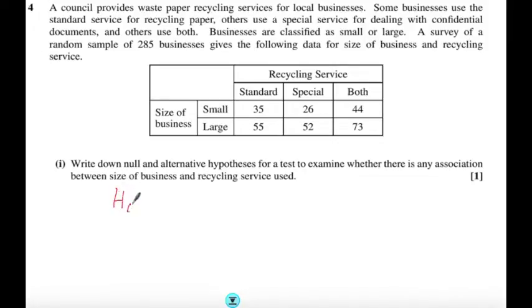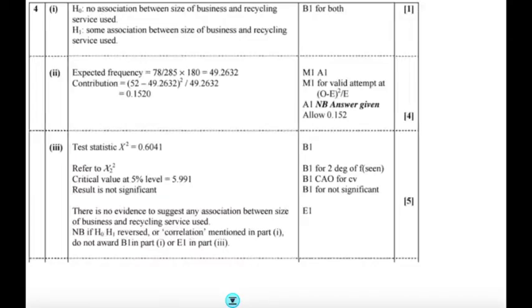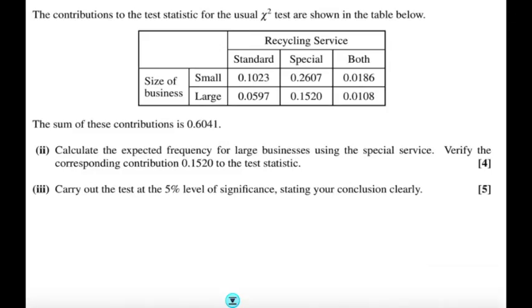So for this, basically the null hypothesis is there is no association between size of business and recycling service, and then the alternative is always going to be there is some association between size of business and recycling. So whenever you're doing a, what's it called, contingency table, it's always going to be about is there association or is there not association. Okay, so no association, some association.